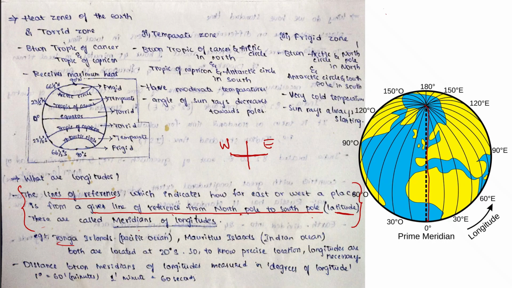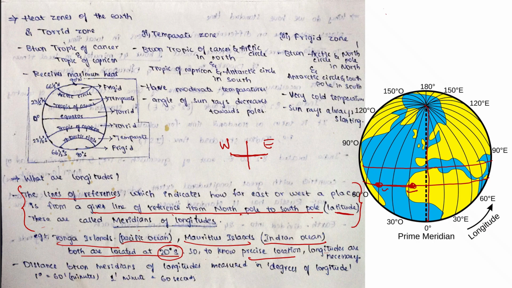For example, Tonga Islands in Pacific Ocean and Mauritius Islands in Indian Ocean are both located at 20 degrees south latitude. Means, for example, this is equator and this is 20 degrees south latitude. Tonga Islands and Mauritius Island, they both are lying at 20 degrees south latitude. But how to know the exact location of these places? Through the longitudes. So, to know the precise location, longitudes are necessary.